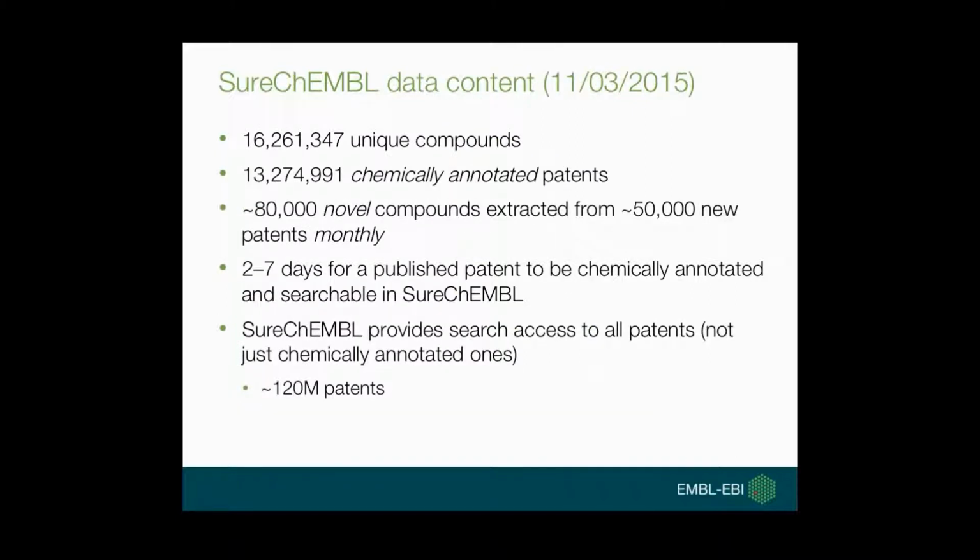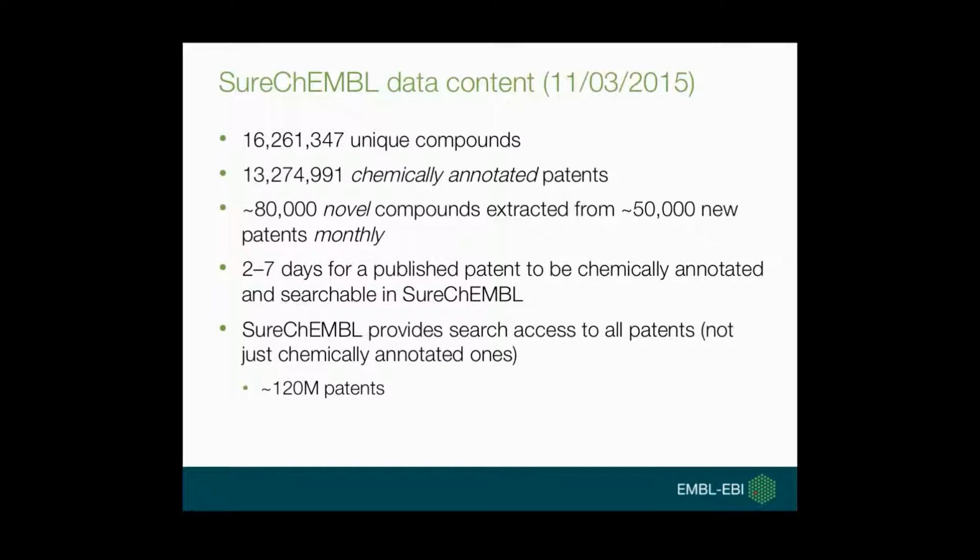Right, when it comes to data content, as of today, the 11th of March 2015, there are more than 16 million unique compounds in the SureChEMBL database that come from more than 13.2 million annotated patents. The rate of growth in the system is really staggering. We have about 80,000 new compounds that come from 50,000 new patents every month. That's about 2 new compounds every minute.